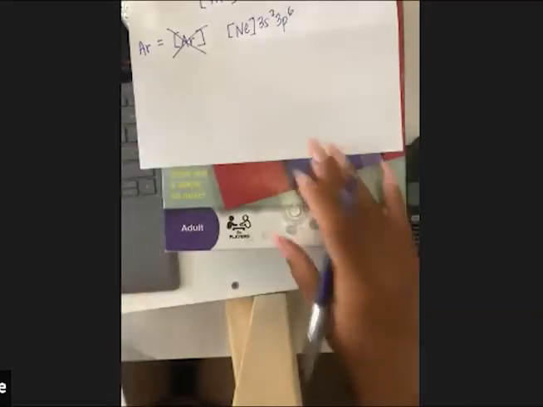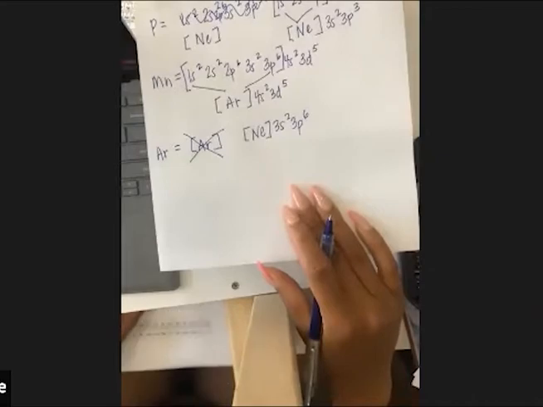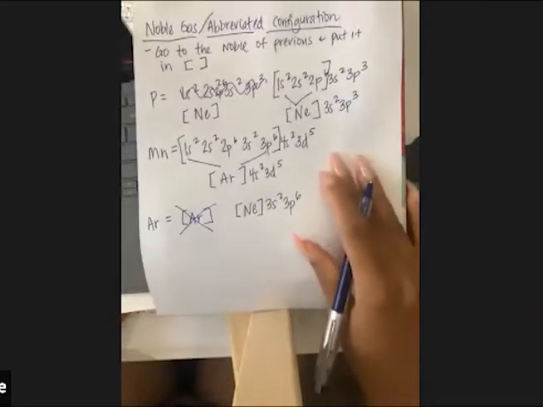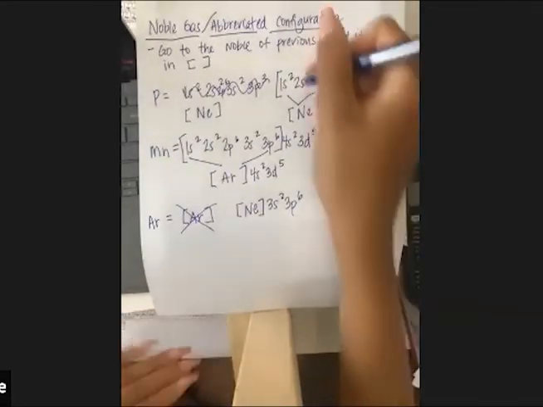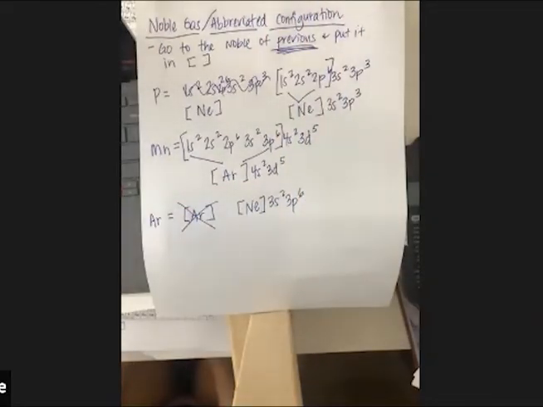All right. So this is the noble gas configuration. Remember, the whole point is go to the noble gas of the previous row and put it in brackets. All right, so do you have any questions before I keep going?